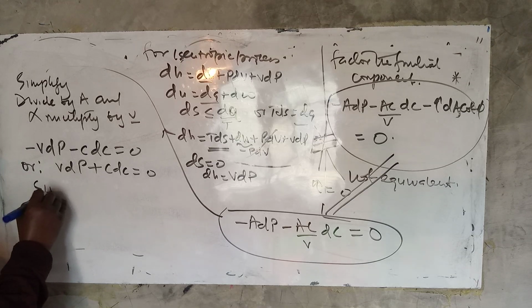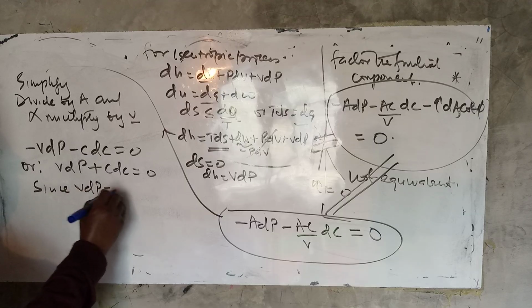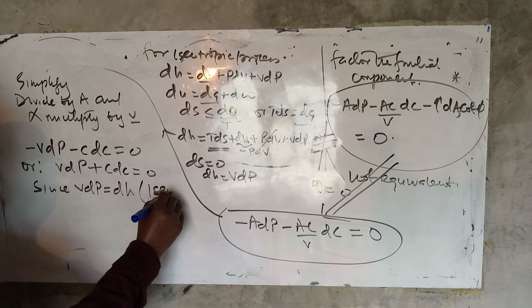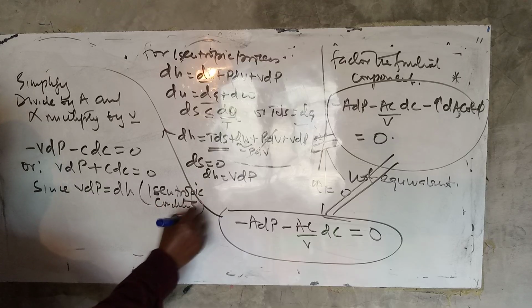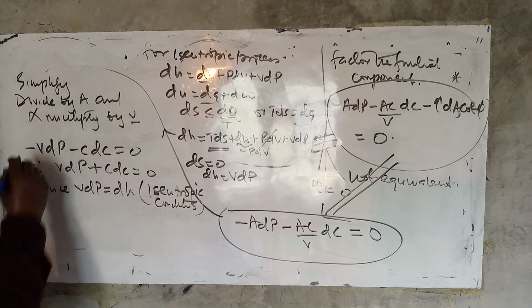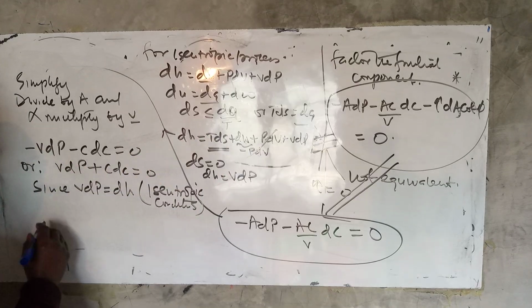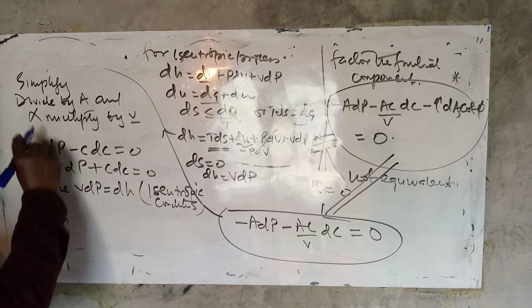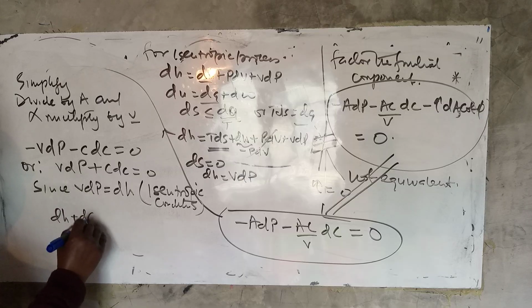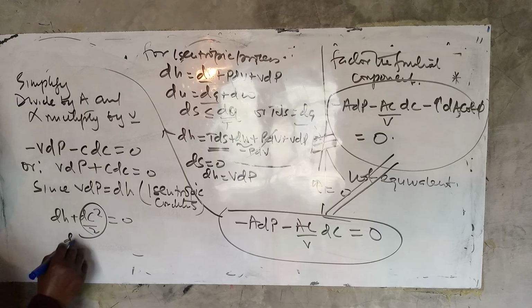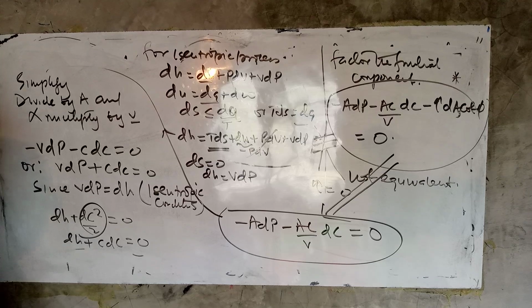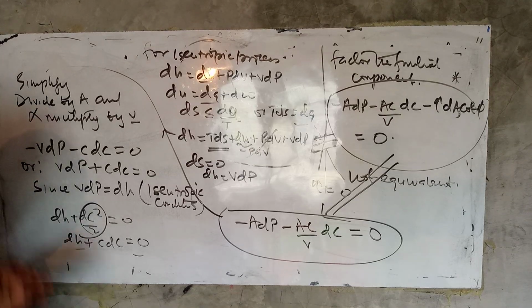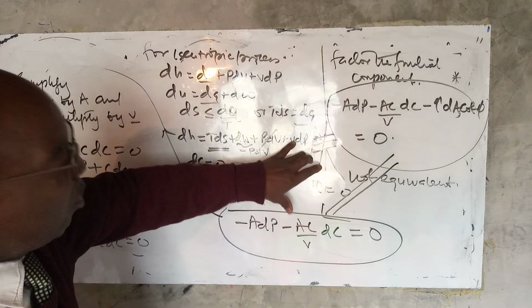So since v dP is equal to dh under asymptotic conditions, then we can now have our equation here, which is the energy equation, which we had shown there, that dh plus dc squared over 2 is equal to 0. And remember, we said that is the same as dh plus c dc is equal to 0. So what does that mean to us?